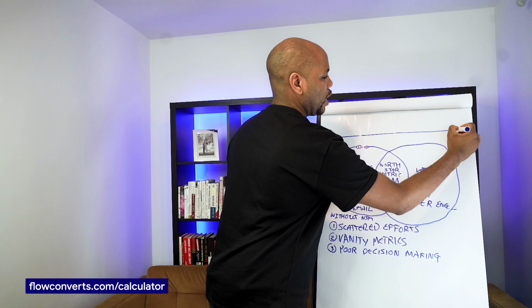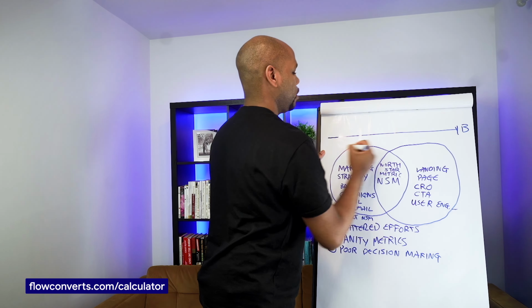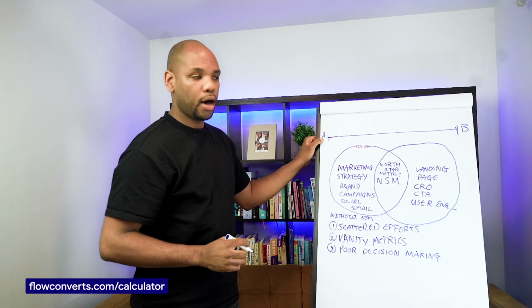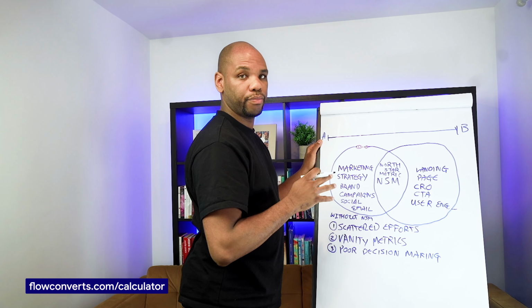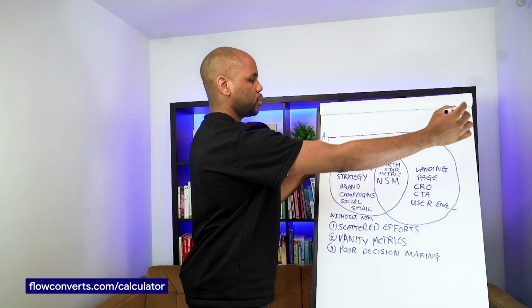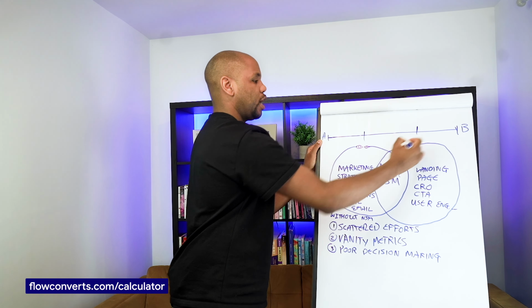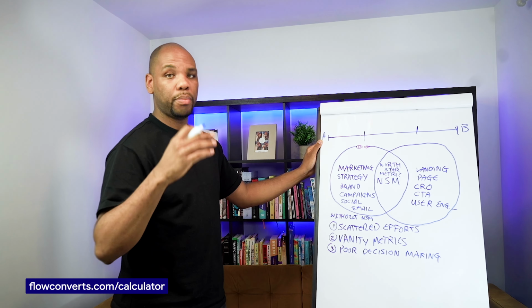Let's say we have a timeline over here, all right? A is the problem's point. This is where we are. And B is our goal. This is where we want to be. Across this timeline, we're going to have some key points or milestones in the timeline on things we want to meet or places we want to be.